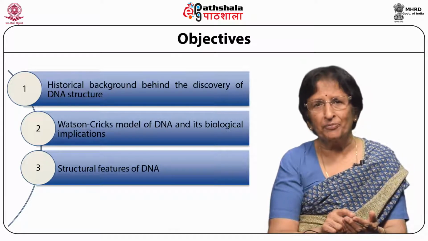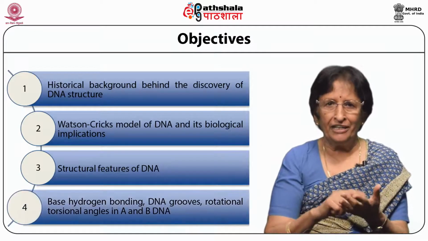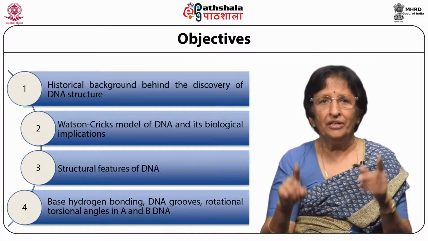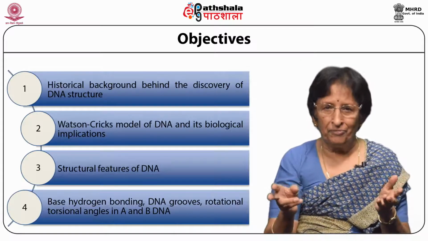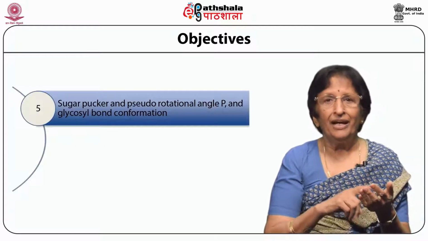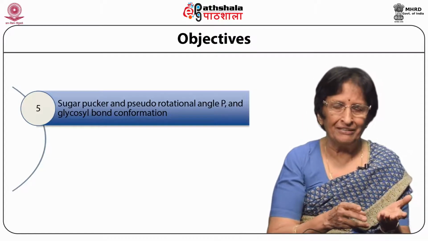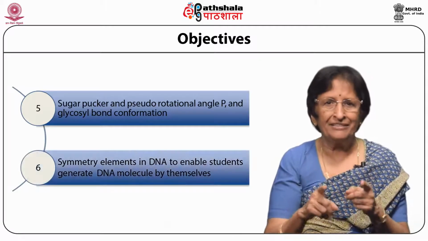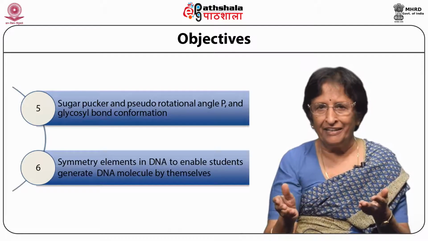Next, I want to explain to you general structural features like base hydrogen bonding, grooves of DNA, major groove and minor groove, rotational and translational angles in two DNA forms, A-DNA and B-DNA, sugar pucker and pseudo-rotational torsional angle P, glycosyl bond conformation. Then I want to explain symmetry elements in DNA so that you can yourself generate a DNA molecule.